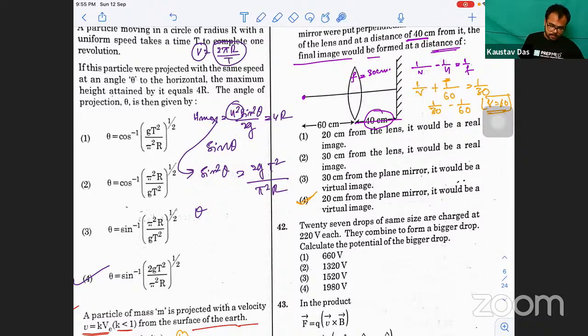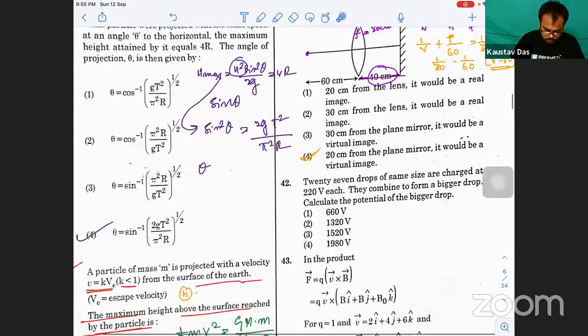Because it is forming at 60 also, 1 by V minus 1 by U, if you take the formula and find out the value of V, here we are getting the value of V as 60. So if it is 40 centimeter, it is forming at a 60 centimeter distance. It is already given as 40. So from that distance, it is going to be 20, and the image is going to be virtual.